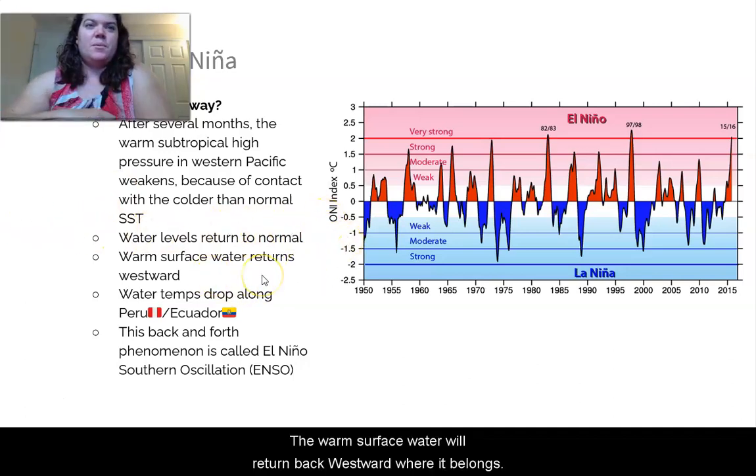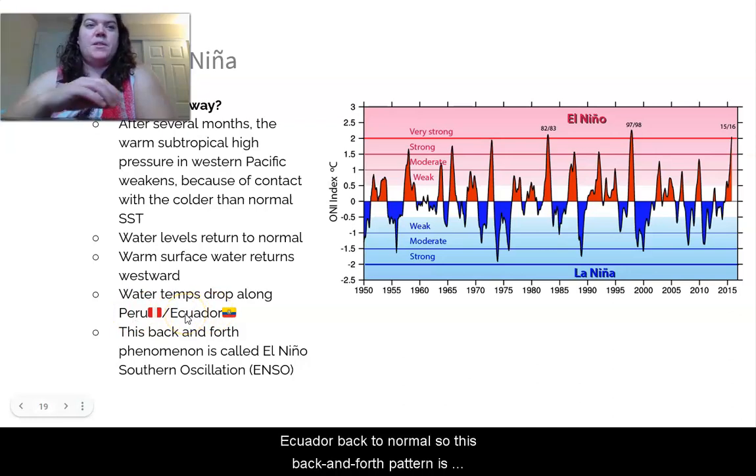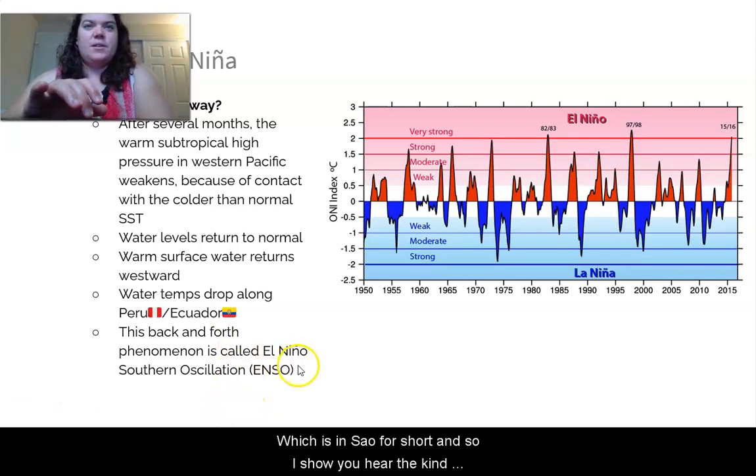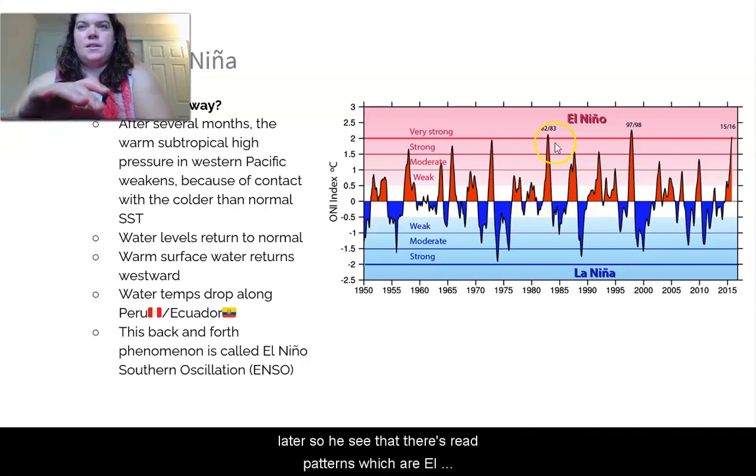The warm surface water will return back westward to where it belongs, and the water temperatures will drop along Peru and Ecuador back to normal. So this back and forth pattern is called El Niño Southern Oscillation, which is ENSO for short. And so I show you here the pattern of El Nino versus La Nina, which we'll get to a little bit later.